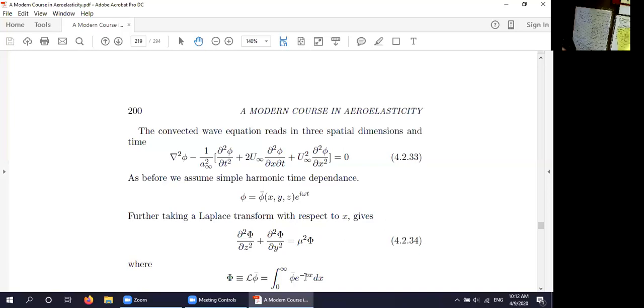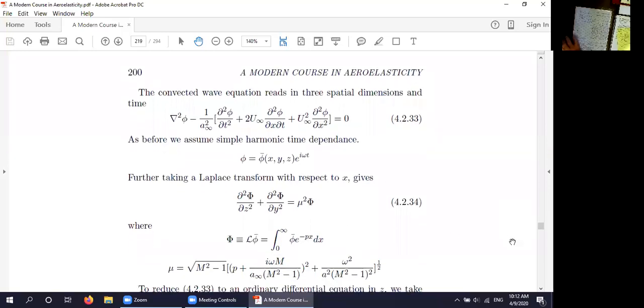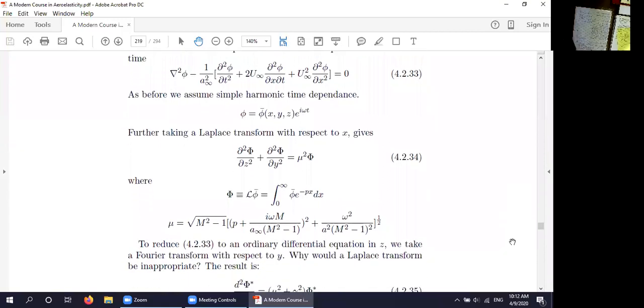to x. And this equation is to remind you what the Laplace transform with respect to x looks like. So now this is a partial differential equation for the Laplace transform with respect to x of the velocity potential. And mu is the same old mu we had for 2D flow. It's ugly, but not unmanageable, as it turns out.